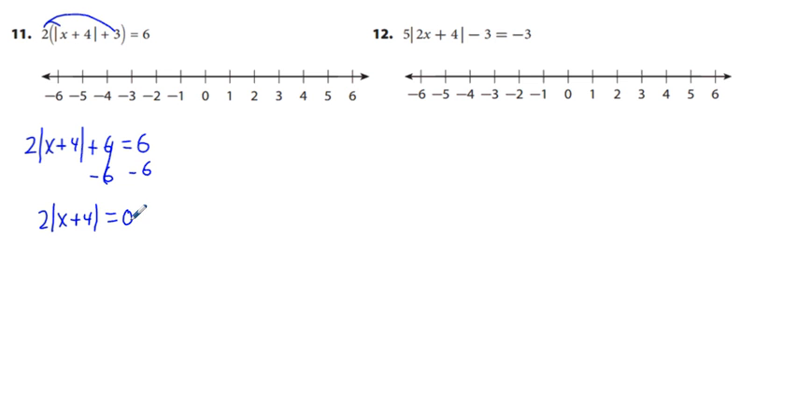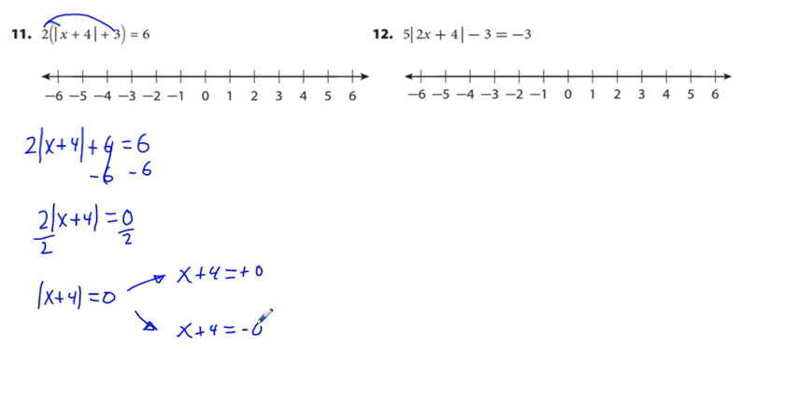If we had a positive number, we'd have 2 solutions. On the right side, if we had a negative number, we'd have none. If we have 0, we have exactly one solution. So we're going to divide by 2. We're going to get absolute value of x plus 4 is equal to 0. And what that means is we go 2 directions. We have x plus 4 equal positive 0, and x plus 4 equals negative 0.